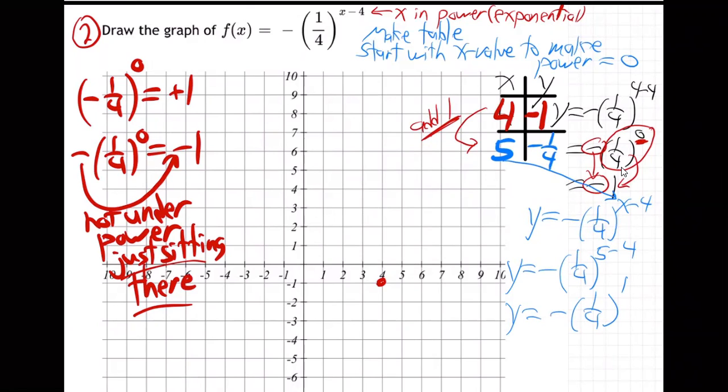Negative 1/4. Now that's going to be hard to graph. Where is that thing? Over 5, down 1/4. That's about right there. Isn't it? So that's the point. Over 5, it's just down a little bit, 1/4. This one's the point, over 4, down 1. Right there.